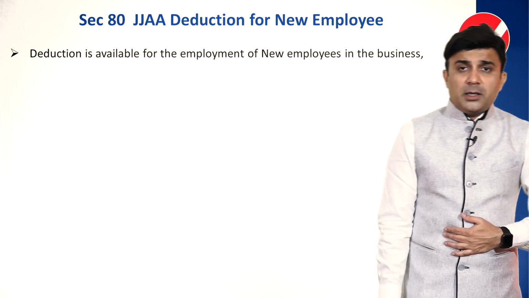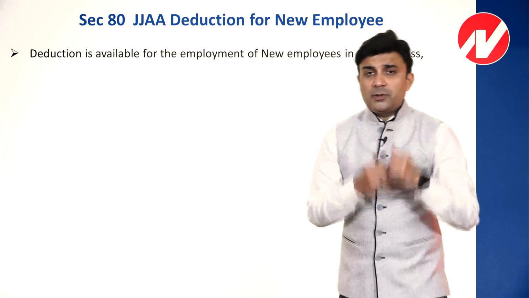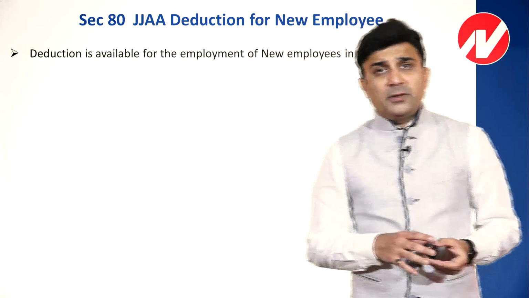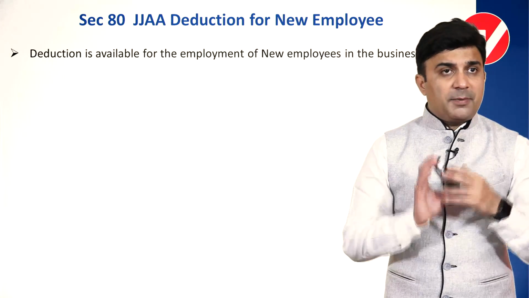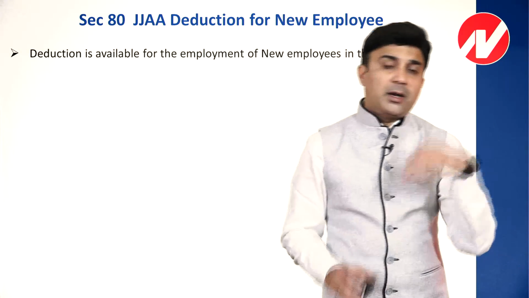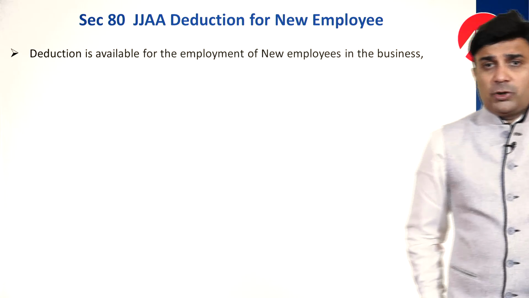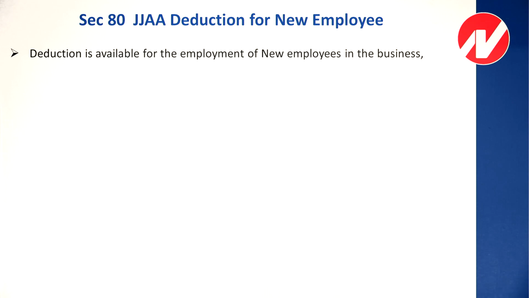Another one is the deduction for encouraging employment. This section is drastically changed by the BJP government. Earlier the fundamentals were different, now the fundamentals are thoroughly different and some changes or other are being made over here. 80JJAA, the deduction for new employees. This deduction is available for the employment of new employees in the business. Mind well, I would remind you that one of the conditions for getting this particular deduction is that the assessee claiming the deduction must be covered by tax audit under Section 44AB of the Income Tax Act.